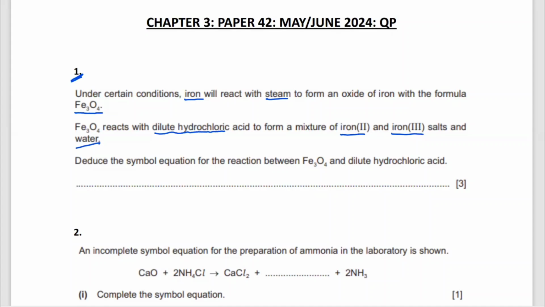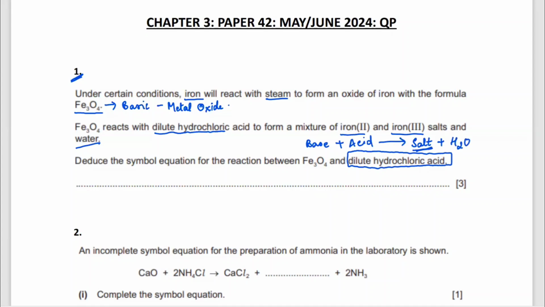We have to understand one thing, that this oxide of iron is going to be basic. We said it's a metal oxide, and all metal oxides are basic in nature. And this basic substance is going to react with dilute hydrochloric acid. So here a reaction between a base and an acid is happening. So the type of reaction is called a neutralization reaction. When an acid and a base react, we call it a neutralization reaction. And the products formed will be the corresponding salt plus water.